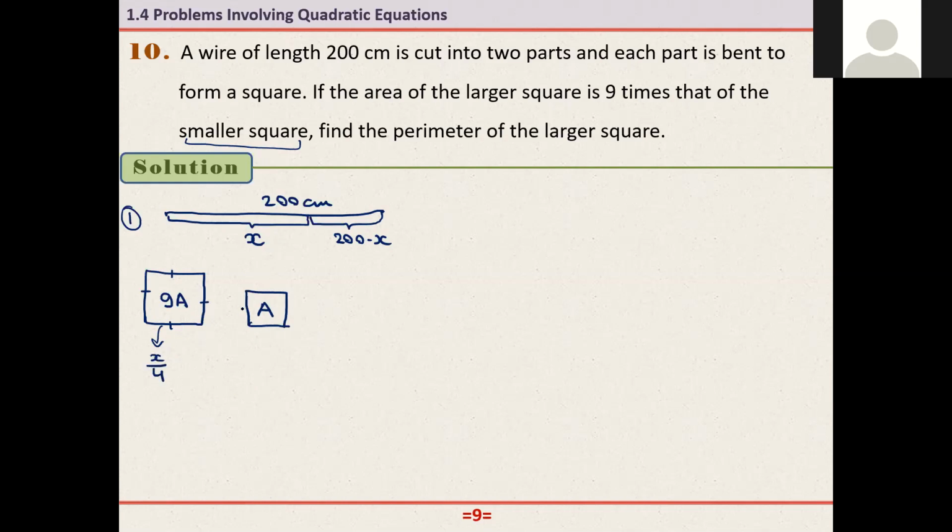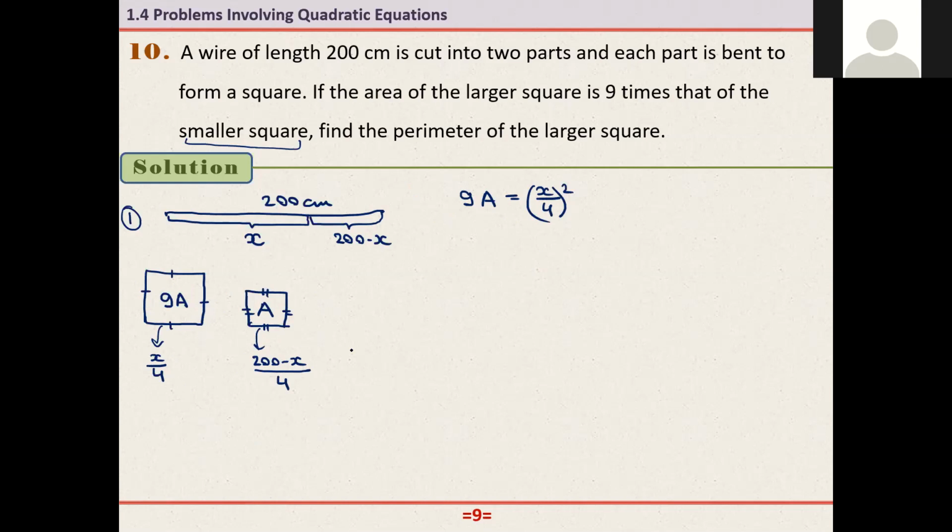And how about this one? All sides are equal, right? What is one side of the square? 200 take away X divided by 4. Very good. So now we know how to write this area. Now we're going to write our equation here. What is the area of the square? It is 9A equals, how do you find the area of the square? One side squared, right? One side is x over 4, that is squared.